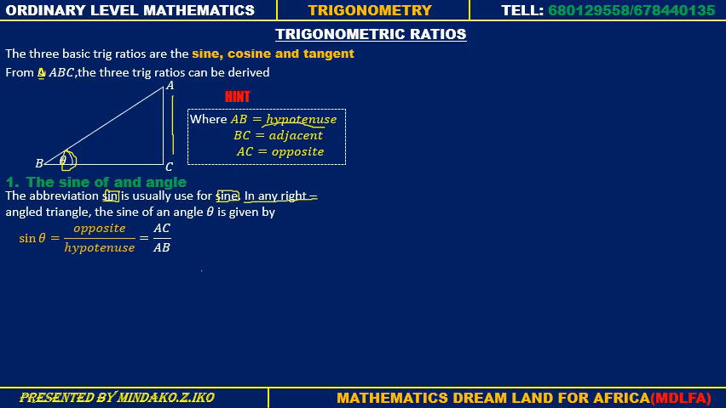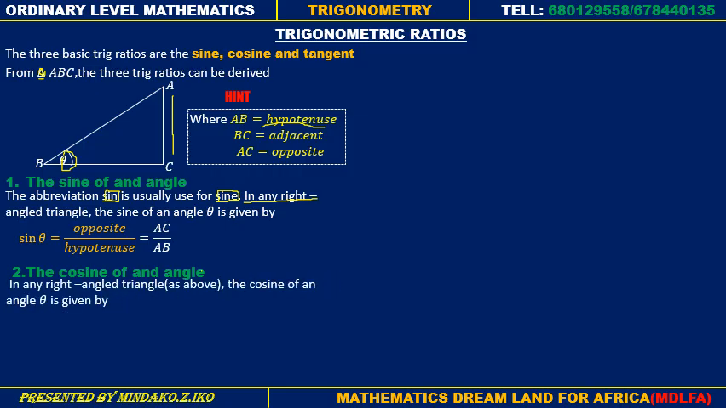Okay, let's look at the other trig ratio. So we have the cosine of an angle. Now, what is the cosine of an angle actually? In any right angle triangle as above, in this case we are going to consider our own right angle triangle here as above. The cosine of an angle theta is given by, in similar manner, cos theta equals adjacent over the hypotenuse. And from our own right angle triangle, we notice that adjacent over hypotenuse is equal to BC over AB.